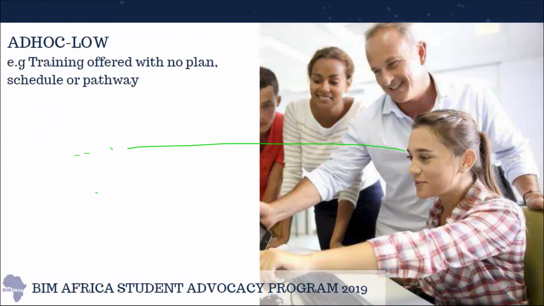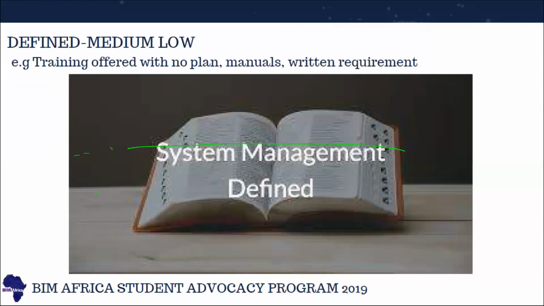So if this is what you do in your organization, then you would probably have a 1 for doing this. Okay. Let's say you have a training which is defined, you have plans on how you do it, you have manuals, you have written requirements. They call it the defined training, which is the medium low. Okay, that's 2.